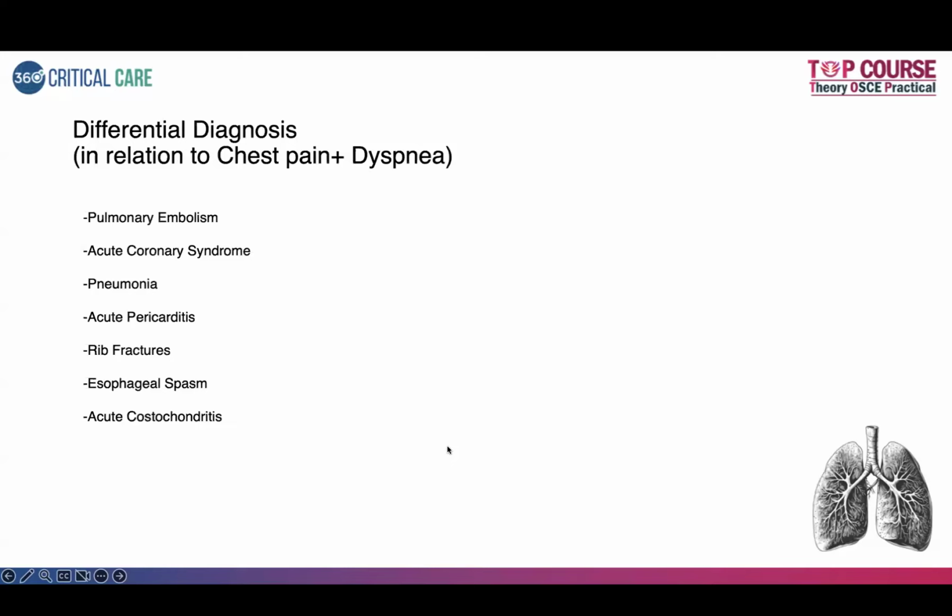So the important thing is when patients present with chest pain with breathlessness, you need to always keep other differentials in mind. So one differential is pulmonary embolism, acute coronary syndrome, pneumonia, acute pericarditis, rib fractures, esophageal spasm, and acute costochondritis. So all these differentials need to be kept in mind, and each of them have different diagnostic modalities for information.